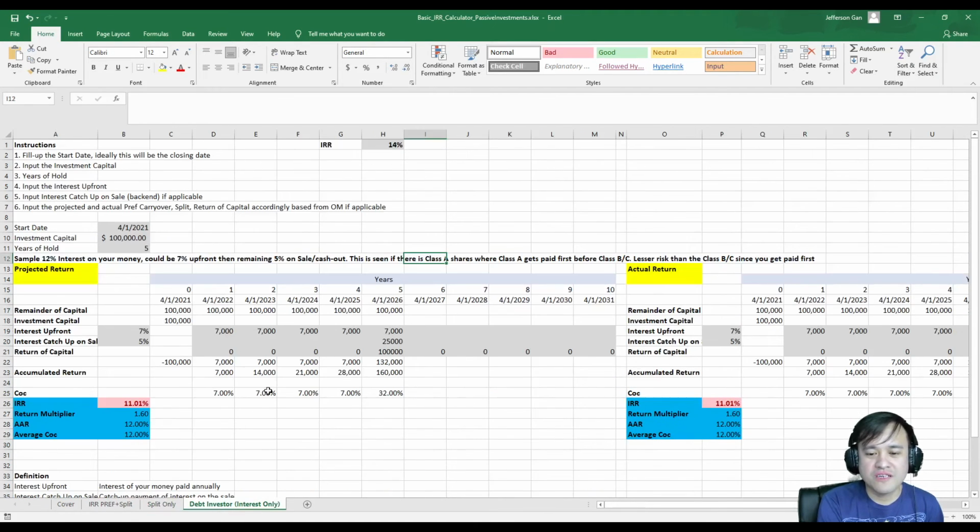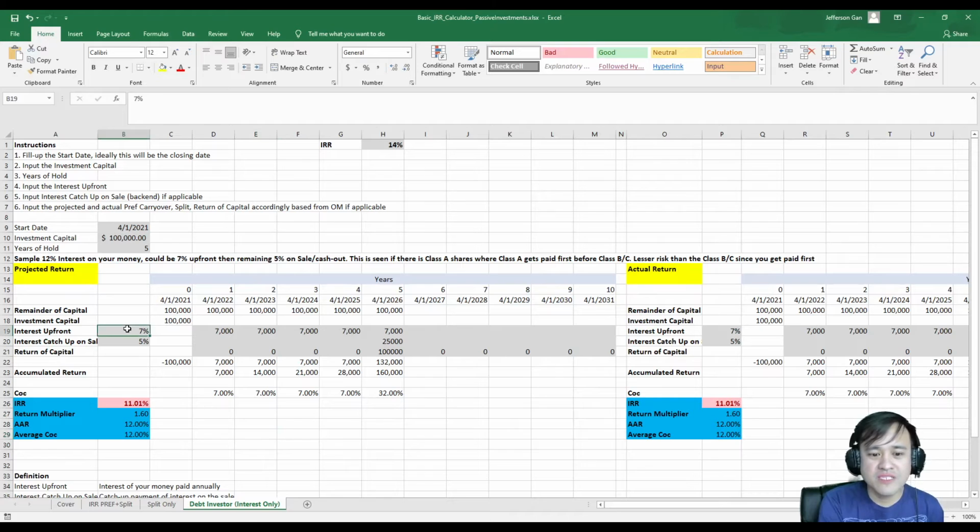But if you have a lower risk tolerance, then you can go with the interest only, depending on the deal, because sometimes the deal doesn't even have interest only, so it's purely a pref split or split only. So it's case by case. So this is how the interest only can be structured.